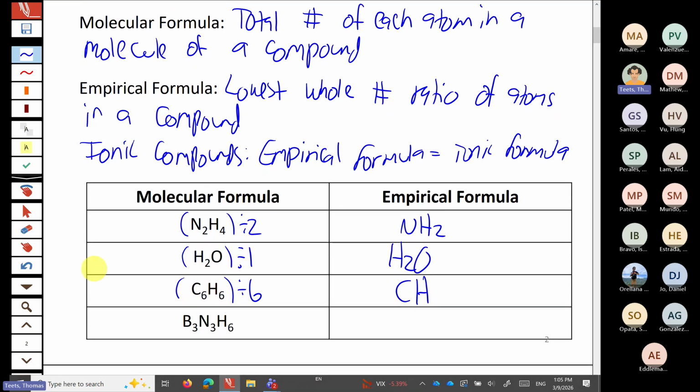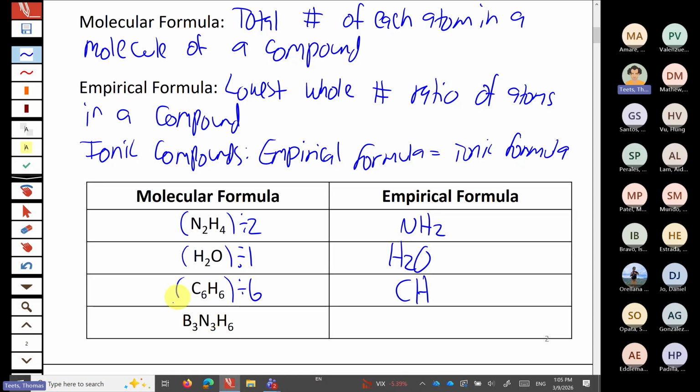And then for B3N3H6, a compound that's actually somewhat related to that, although it's not obvious that's the case. Again, this time there's a common factor of 3, 3, and 6, so we can reduce the empirical formula to BNH2. Now, as I said, usually we don't go in this order.